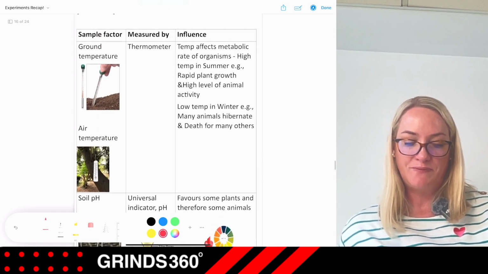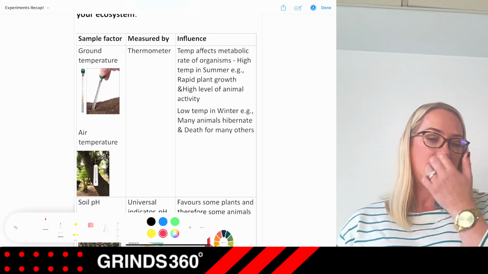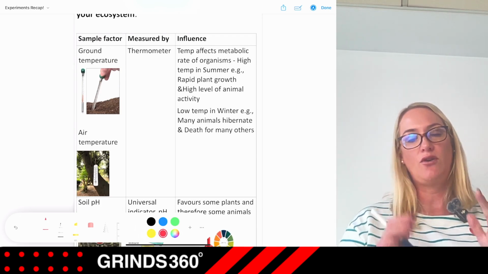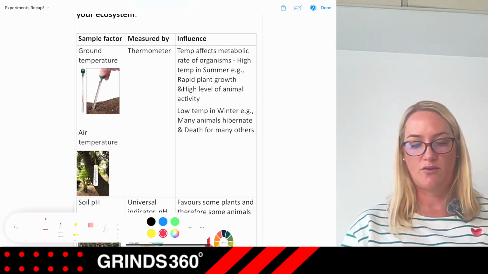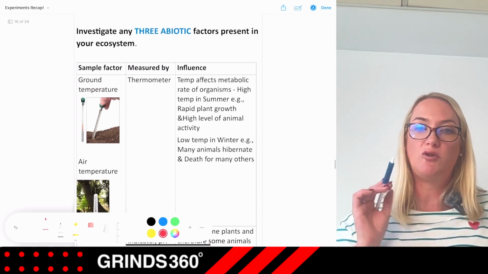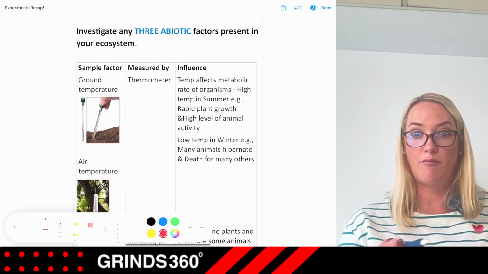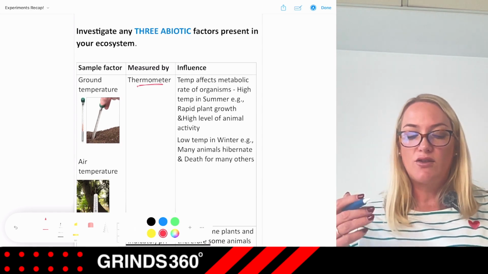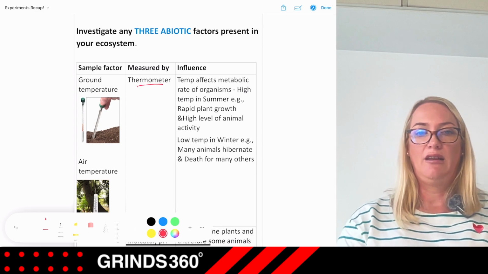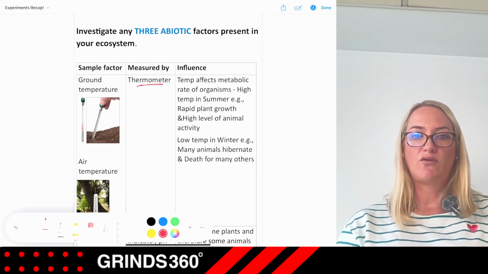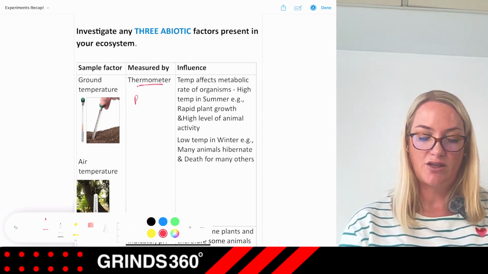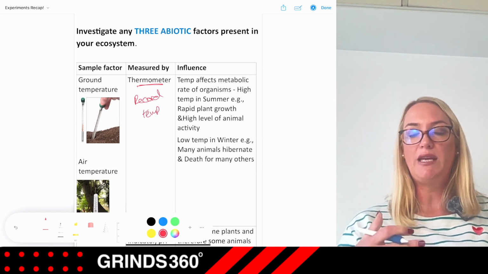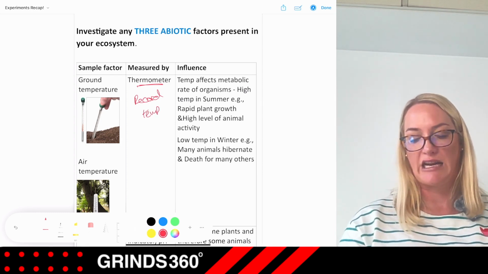I have 4 here. So if you're mentioning temperature, say it's ground temperature or say it's air temperature. Don't say temperature on its own. So ground temperature, what do you use? There will be a mark going for a thermometer. So there will be a mark going for your apparatus. So you would place this in the soil, leave for 5 minutes, come back and record. So make sure you mentioned there that you're recording what the temperature is. Repeat this 2 more times in 2 other areas.